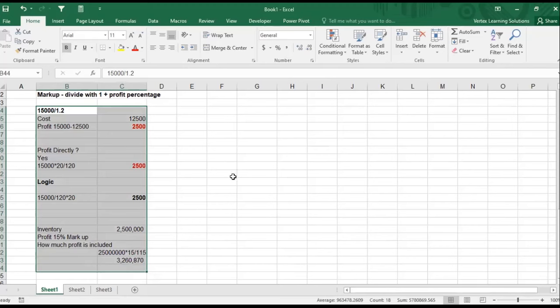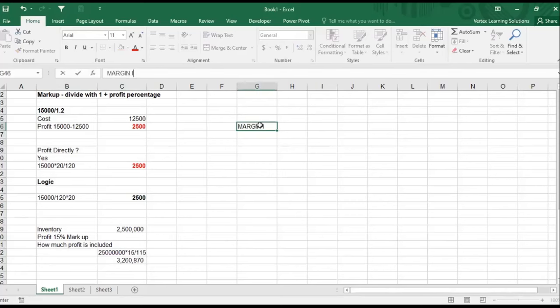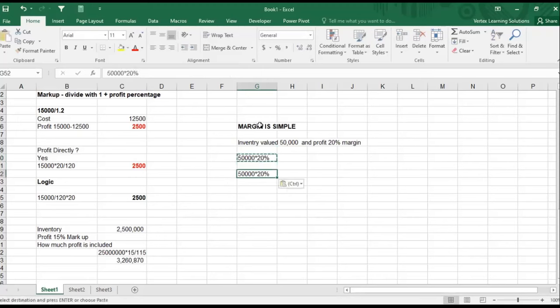Now, if you have to do it with margin, that is a different approach. In margin, you don't do anything. Margin is very simple. Let me write down. Margin is simple. If I tell you that you have inventory valued, I don't know, $50,000, and profit is 20% margin, nothing you need, nothing, just 50,000 multiplied by 20%. That's all. Nothing else. If I tell you that you have goods worth 50,000 selling price and there is a 20% margin.